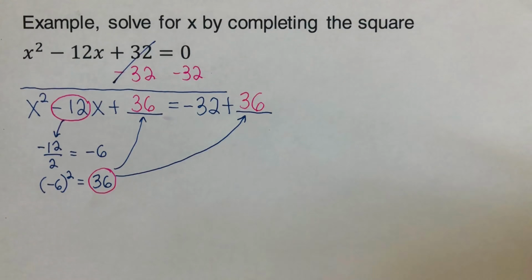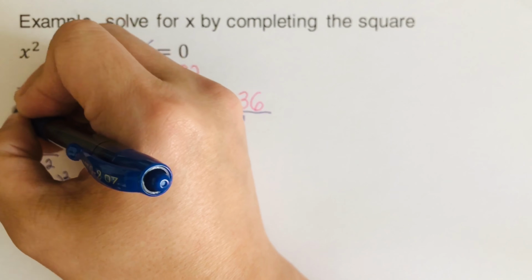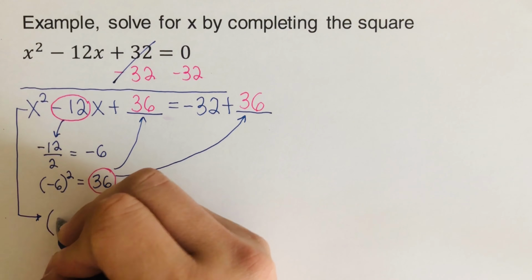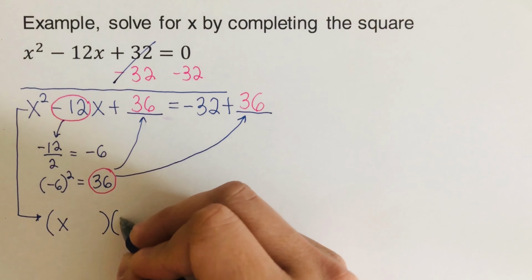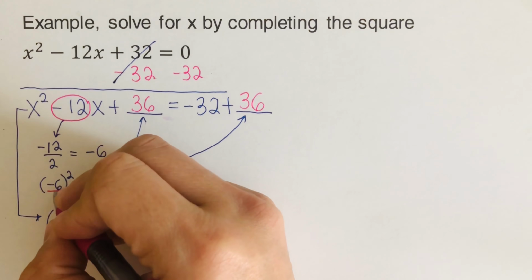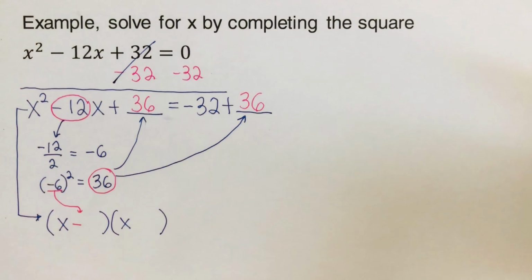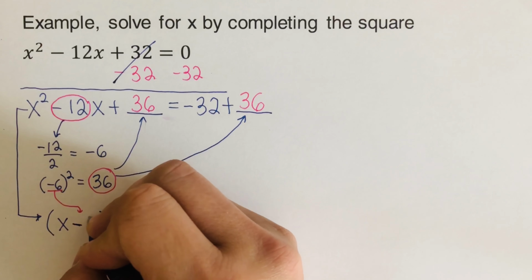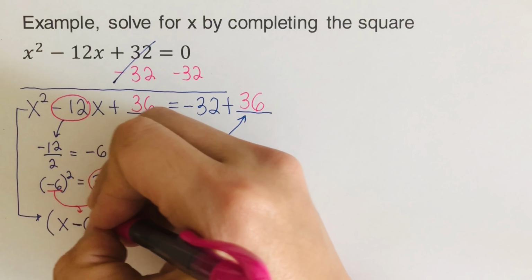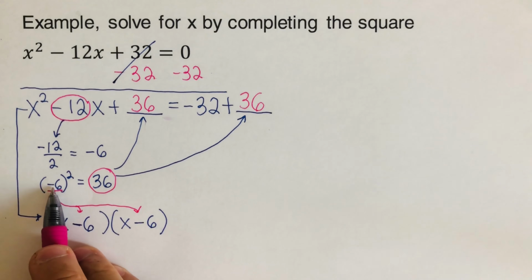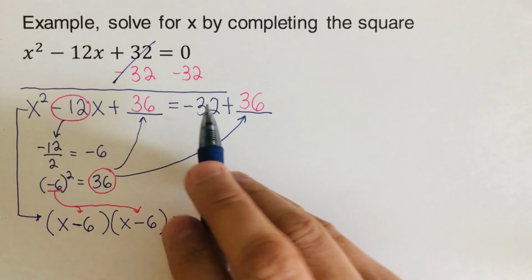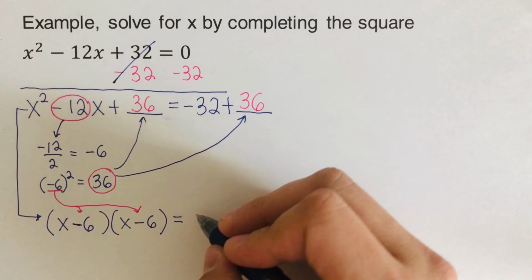And so from here, this is now a perfect square trinomial. Again, there's a trick. You write the x, and then there's another x over here. But this time around, we use this to put it in here. So that would be a minus 6. And then this is a minus 6. So I use this one right here. It's the same thing. Whatever I got inside the parentheses, I put it in here. And this is equal to negative 32 plus 36 is 4.